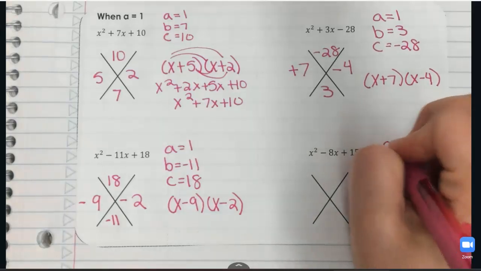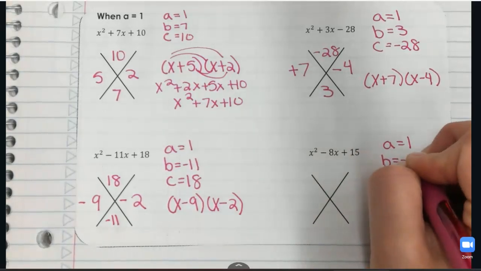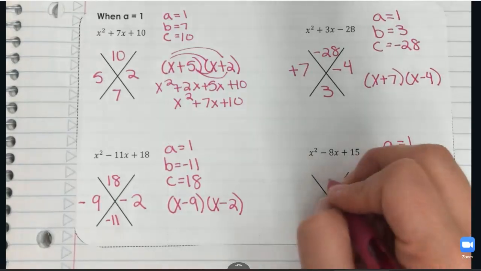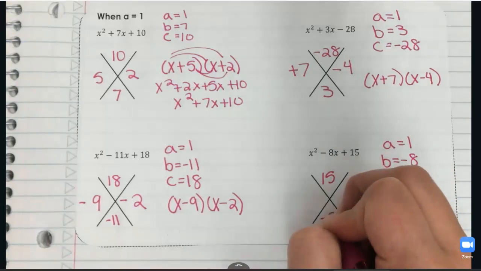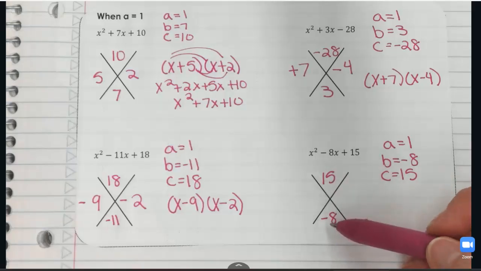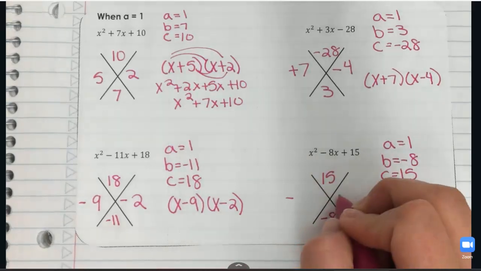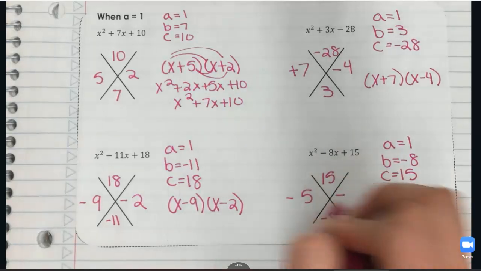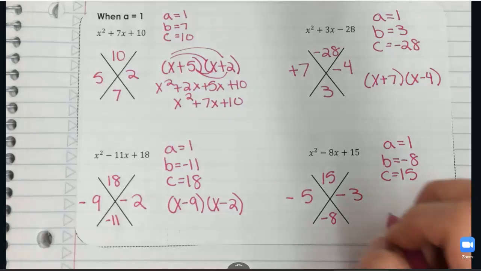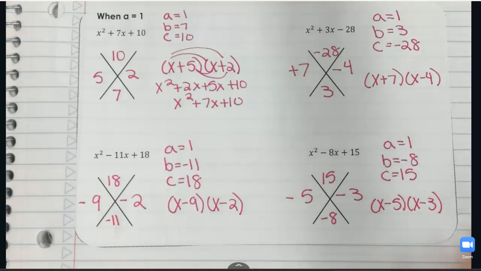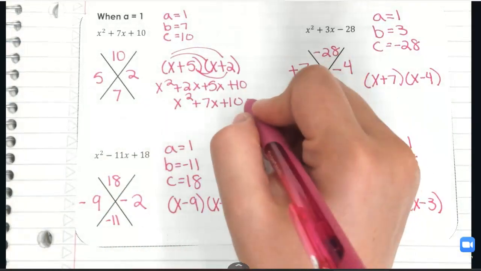Last one, a is still 1, b is negative 8, c is 15. A times c gives us 15, b is negative 8. So again, I need two numbers that multiply to a positive number but add to a negative number. So that means they're both going to be negative. And if they multiply to 15 and add to negative 8, that's going to be negative 5 and negative 3. So my two factors are x minus 5 and x minus 3. And again, on any of these, we could FOIL to make sure we got what we started with.